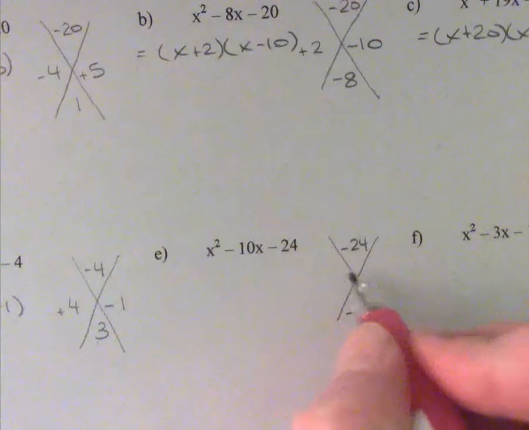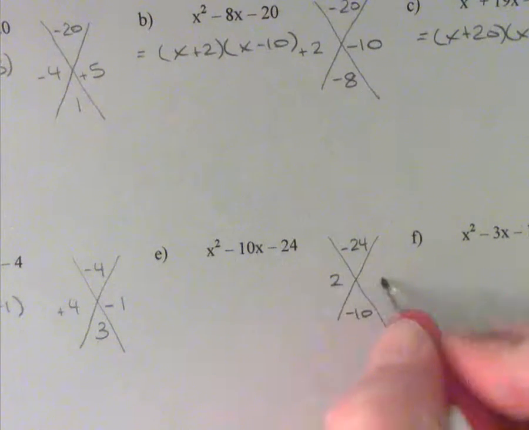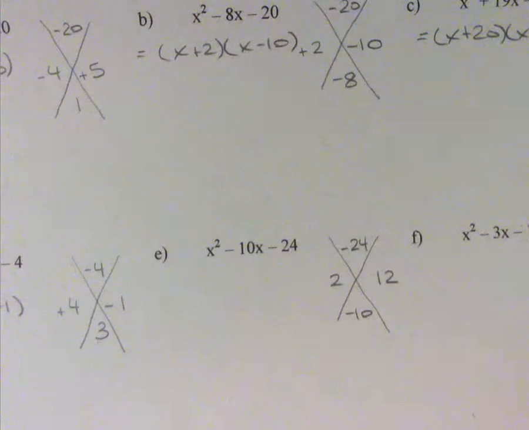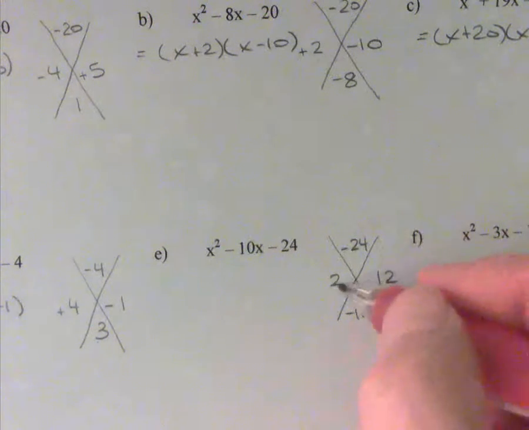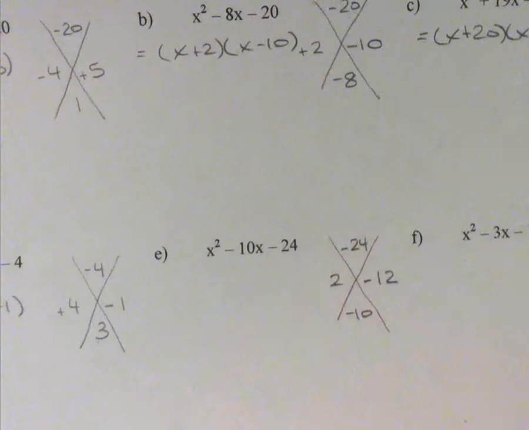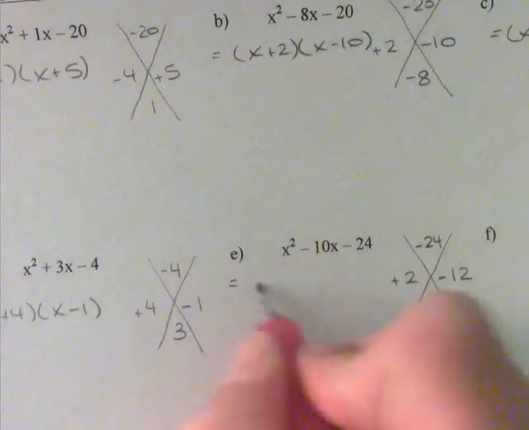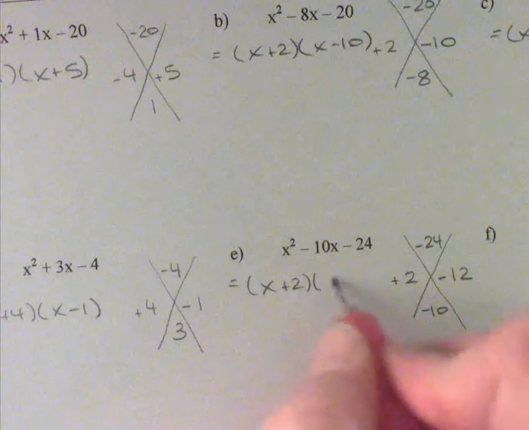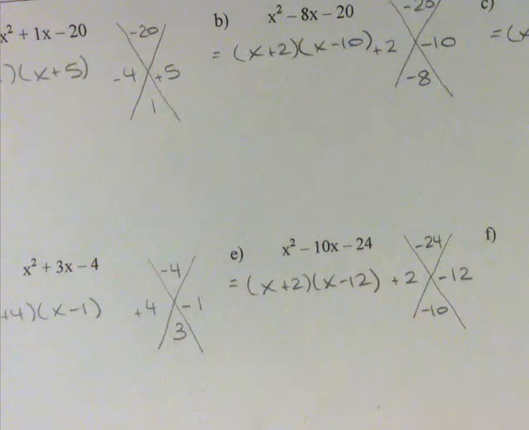So let me try 2 and 12. So 10 is negative, so the bigger number needs to be negative. And if I add 2, that will give me minus 10. So I have x plus 2 and x minus 12.